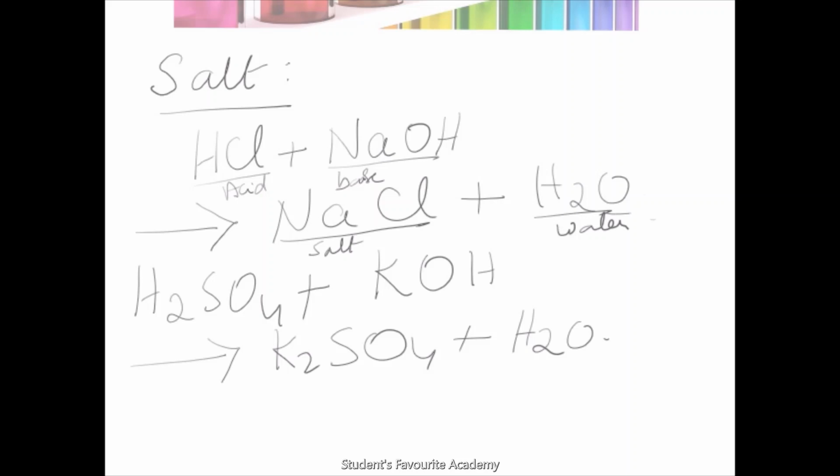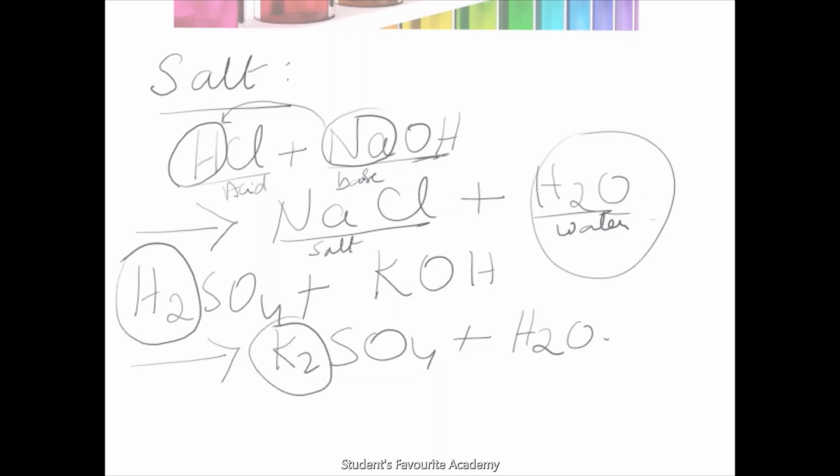Okay. So, how is this salt formed? This salt is formed when the hydrogen atom of the acid is replaced by the metallic ion of the base. That is how sodium chloride is formed. And this hydrogen atom and the hydroxide ion of the base react, forming water. Similarly here, see, the two hydrogen atoms of sulfuric acid are replaced by two potassium ions of potassium hydroxide. Okay, so K2SO4 is a salt formed.